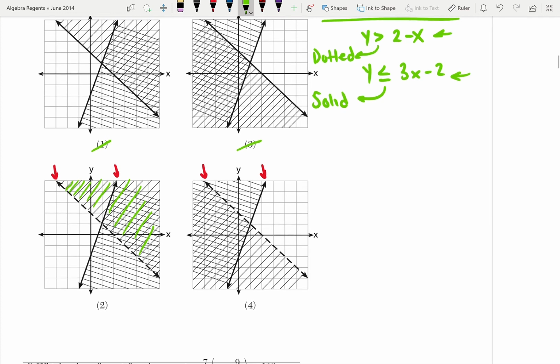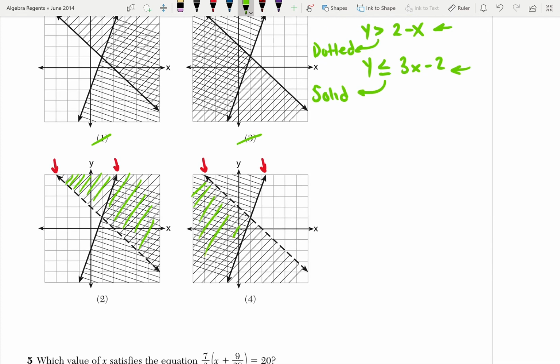In option 4, we actually have the shading below. So option 4 is out. That just leaves us with option 2 as our correct answer. Just taking a look at the second inequality, y is less than or equal to, so the shading should be below the dotted line. Sorry, below the solid line. And that's exactly what we see in option 2, shading below the solid line.